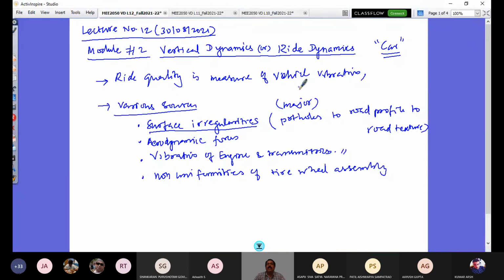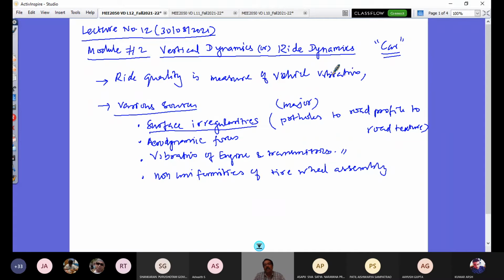So what is the main objective of ride dynamics? The ride dynamics study provides you a guiding principle for the control of vibration of the vehicle, so that the passenger sensation or discomfort does not exceed a certain limit. So vibration cannot be prevented.